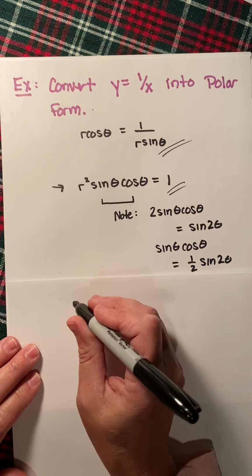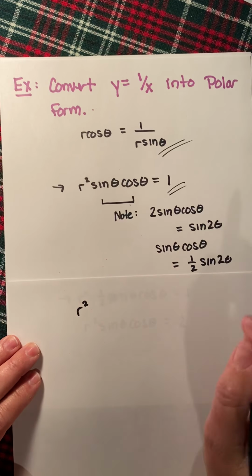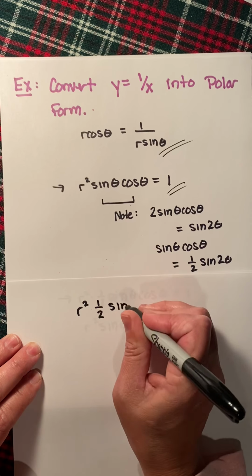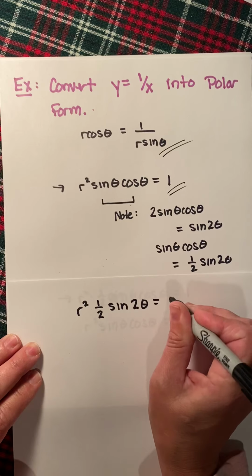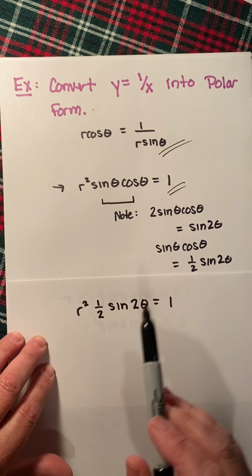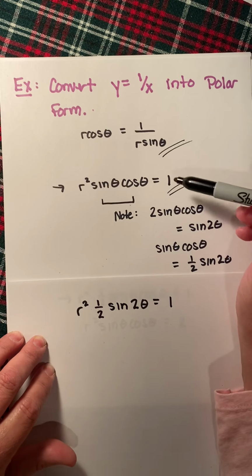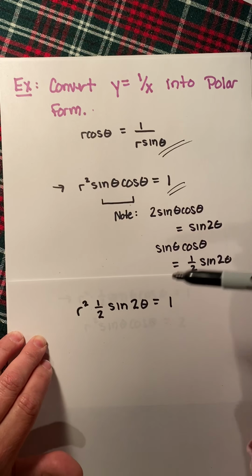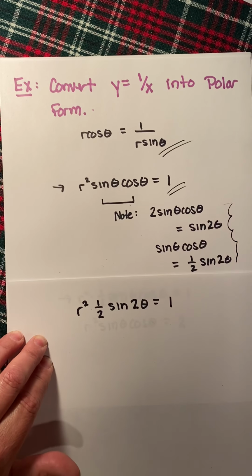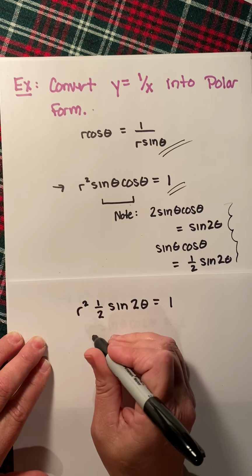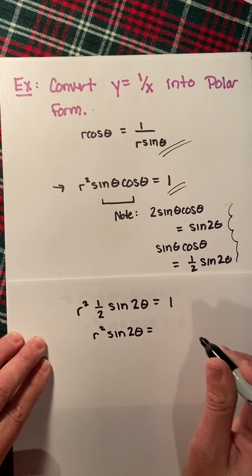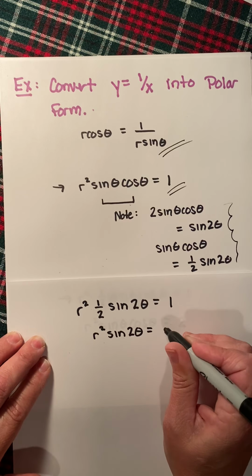So r squared sine theta cosine theta, we're replacing with 1/2 the sine of 2 theta. There we go. Much better, right? That's what we did. So we went from 2 trig functions to 1 trig function. So this is not incorrect, but if you see this instead of this, try to remember these identities. So we're going to multiply through by 2. We get r squared sine 2 theta equals 2.